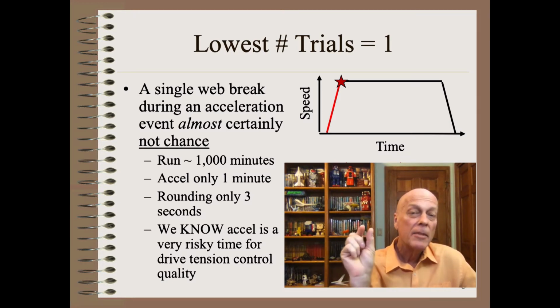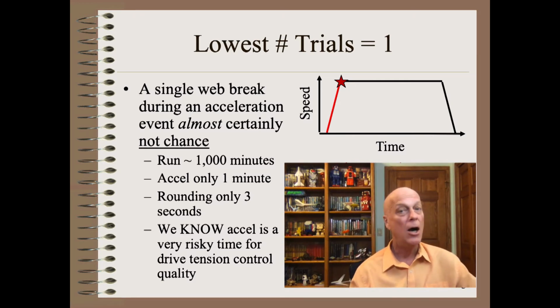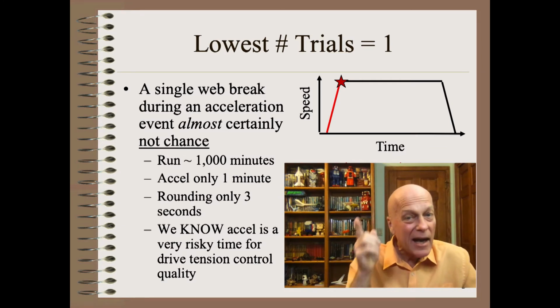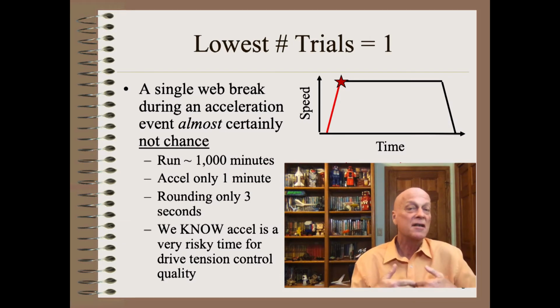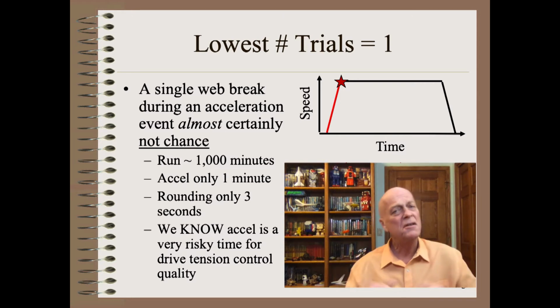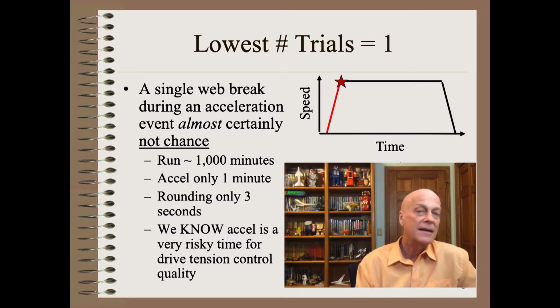But if we look a little bit closer, we find that the break occurs very near the 1 to 3 second long rounding part of the S-curve ramp. Now, we can be pretty sure that there is something wrong with the S-curve drive programming. In fact, well-informed web handlers and drive experts alike should know that this is a very risky time for drive tension control quality. We should not be surprised to see tension variability at that time.